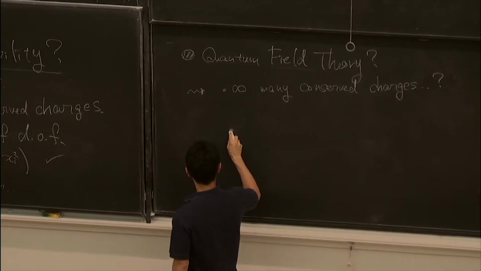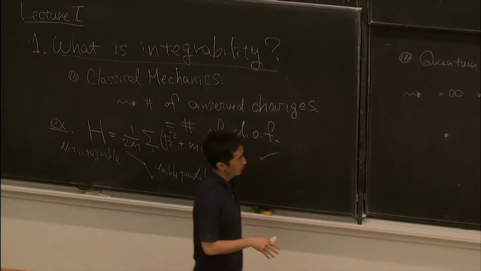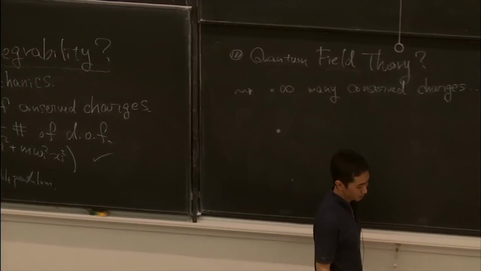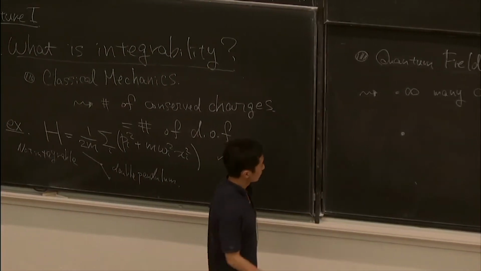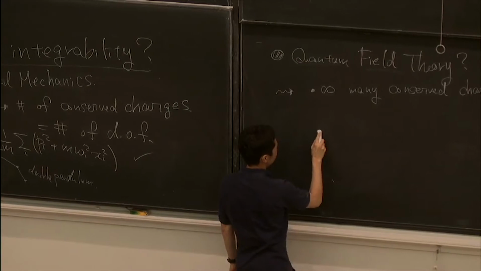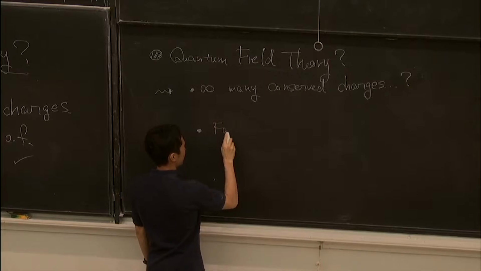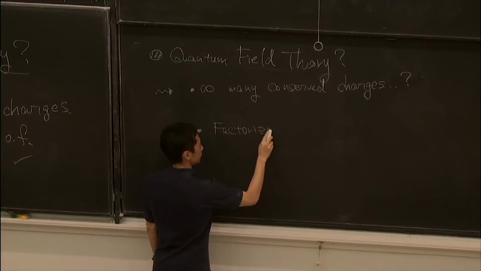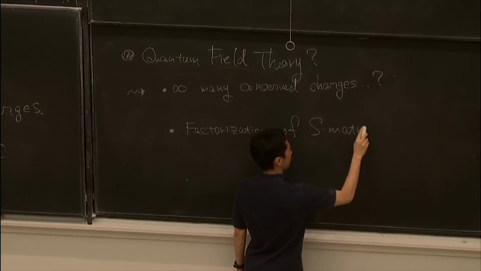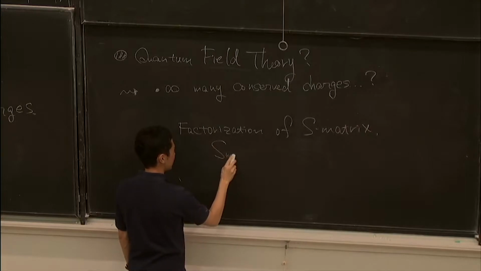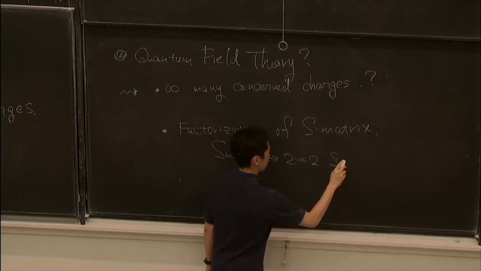But perhaps some or most of you have already heard of a different definition of an integrable quantum system, which is in particular based on the S-matrix picture. There is another often used definition of integrability, which is the factorizability of the S-matrix. By which I mean the multi-particle S-matrix factorizes into 2 to 2 S-matrices.